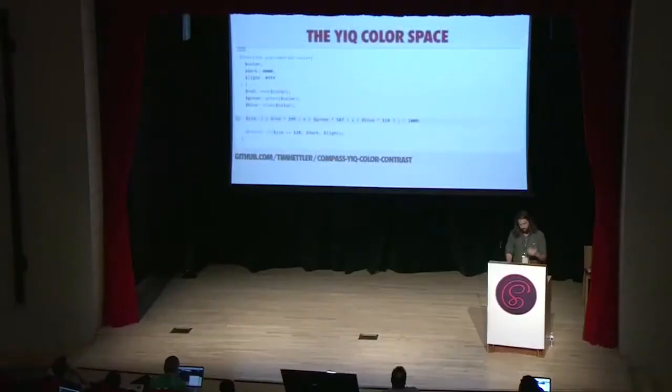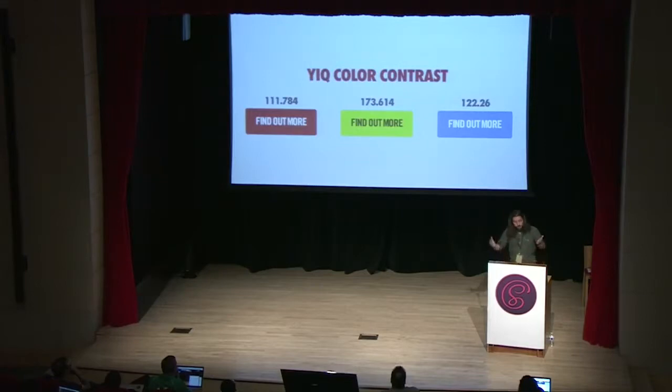And so this is released. This is a Compass extension that you can check out on GitHub. It's also Bourbon compatible, but there's no way to ship Bourbon code encapsulated, so it's a Compass extension, but it doesn't actually use Compass. So now we have our YIQ color contrast, and these are the values. You can see that even though their lightness in the HSL space was very similar, they actually have pretty different values when you convert to YIQ.